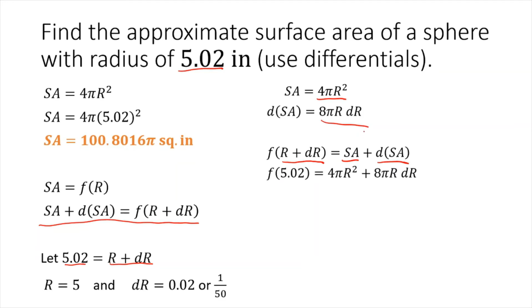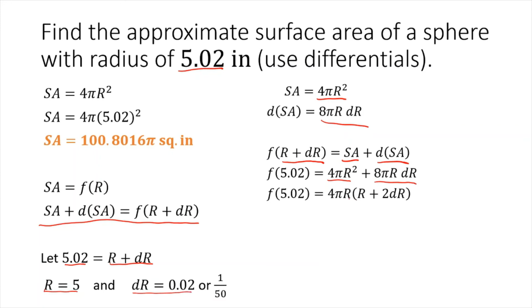This will give us f of 5.02, which basically means find SA where r is 5.02. Okay, this is equal to SA, where SA is 4 pi r squared, and then dSA is 8 pi r dr. Then from here, we can actually plug in immediately the values for r and dr. We can also simplify by factoring out the common factors. So we have here 4 pi r, and then times the quantity r plus 2 dr, and then plug in the values for r and dr.